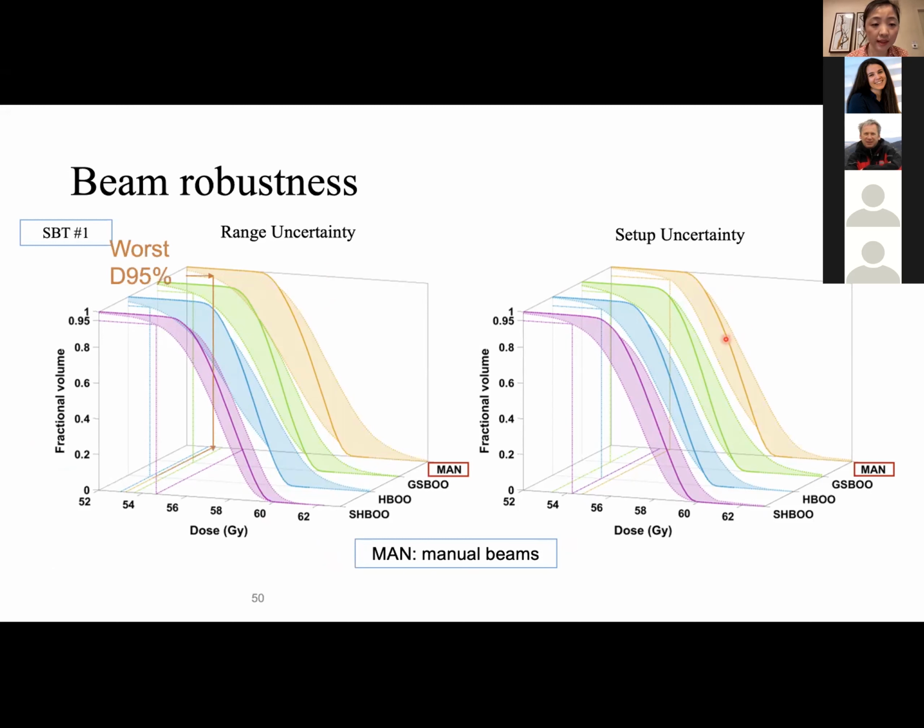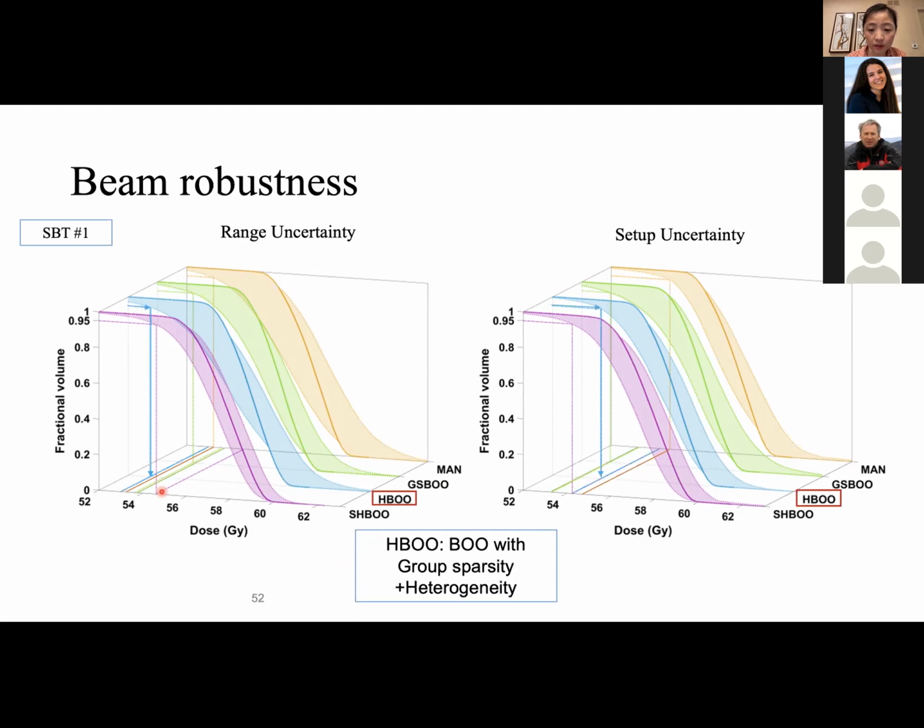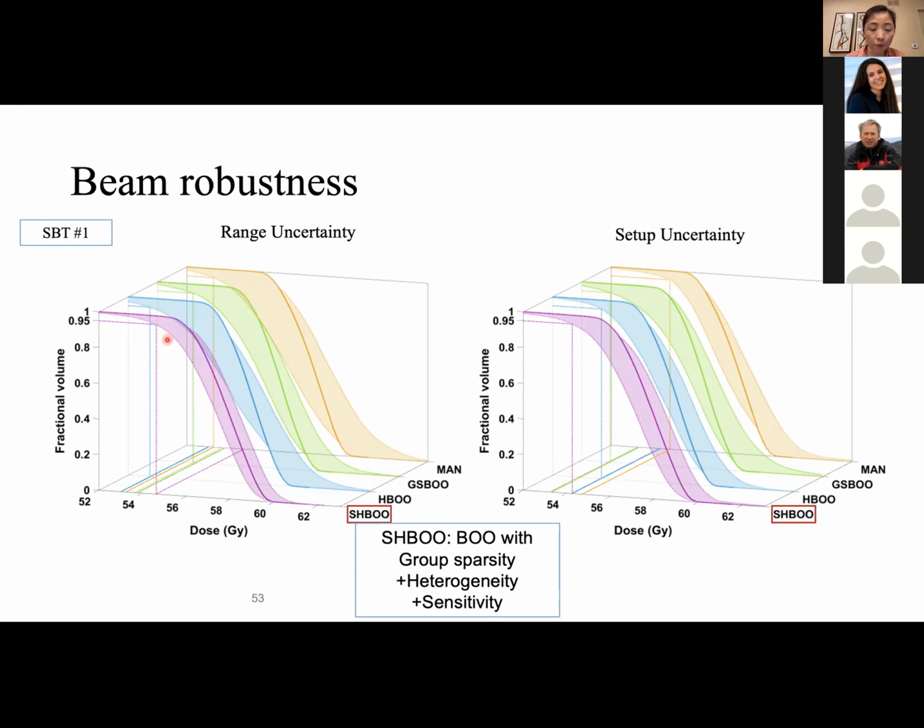I also label the worst D95% using the reference line on the x-axis. This means the coverage of the CTV under worst cases. And usually the more this reference line is pushed to the right end, the better the CTV is covered. I'm going to skip these middle 2 beam arrangements and directly go to our method. We can see our method, which is the most front one, has a much narrower band compared with the manually selected beam under range uncertainty, and the bandwidth under setup uncertainty is similar. Coverage wise, range coverage is much better and setup coverage is comparable.